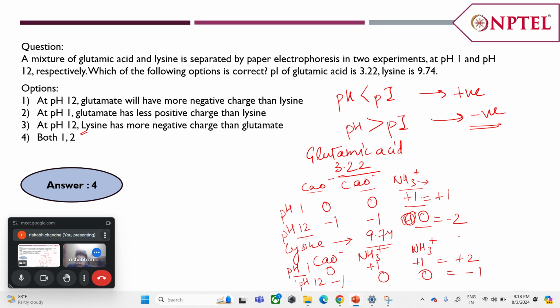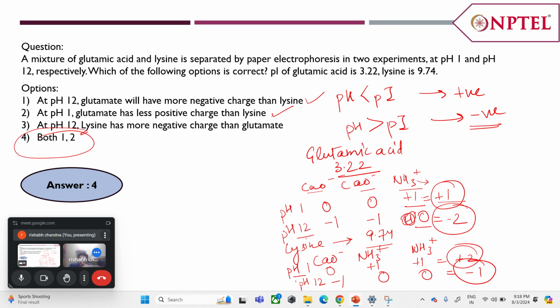So now we'll see the options. At pH 12, glutamate will have more negative charge than the lysine. So yes, at pH 12, the glutamate would have minus 2 negative charge and the lysine would have minus 1 negative charge. So the first option is correct. Then at pH 1, glutamate has less positive charge than lysine. Yes, so at this particular pH 1, glutamate has +1 charge, and at pH 1, lysine has +2 charge. Okay, so yes, option 2 is also correct. So the correct option is option number 4, that is both 1 and 2.